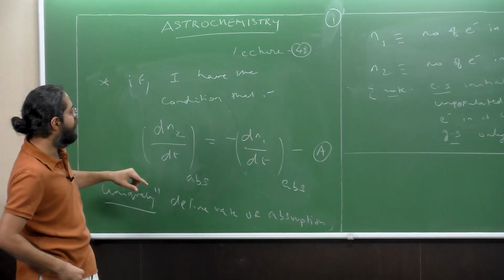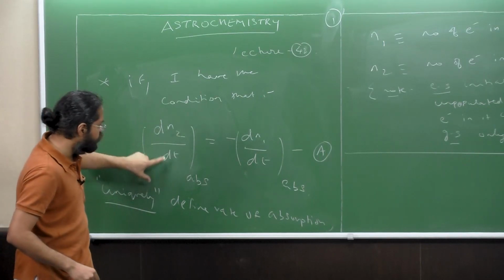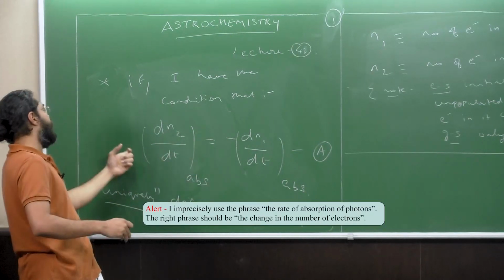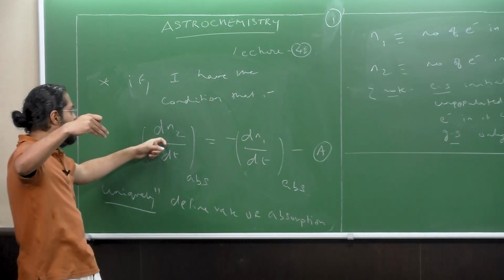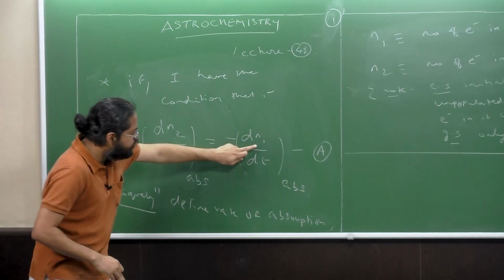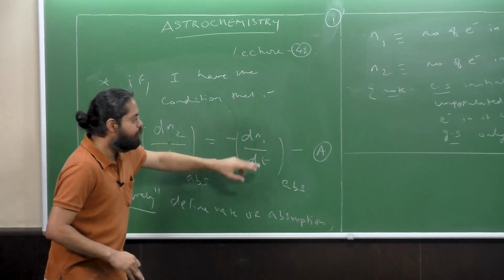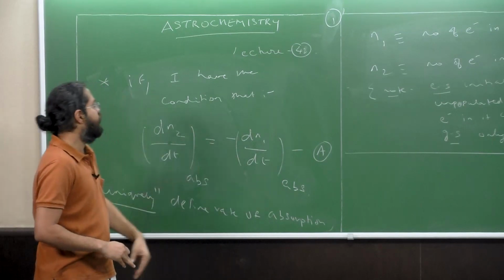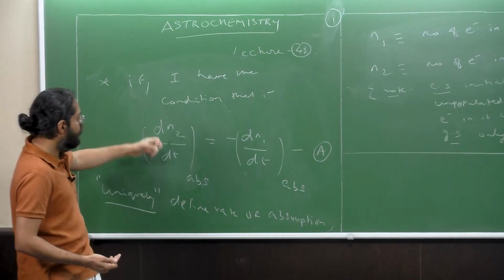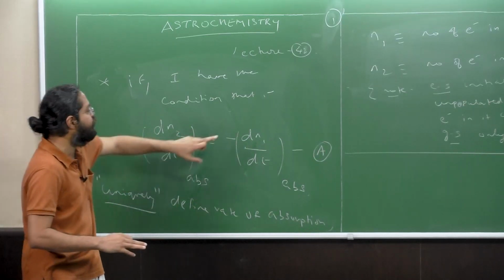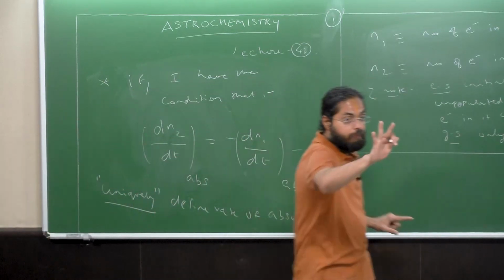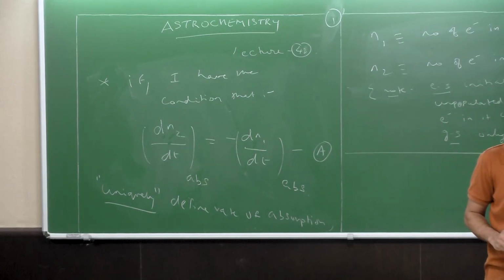And we discussed the idea that the rate of absorption of electrons from the ground state, that is dN1 by dt, could be connected as the negative of the rate of the change in the number of electrons in the excited state. I'll clarify. The rate of change in the number of electrons from the ground state is equal in magnitude and opposite in sign to the rate of change of the number of electrons in the excited state, where N1 is the number of electrons in the ground state and N2 is the number of electrons in the excited state. Please note one point. I did not clarify this in the previous lecture.